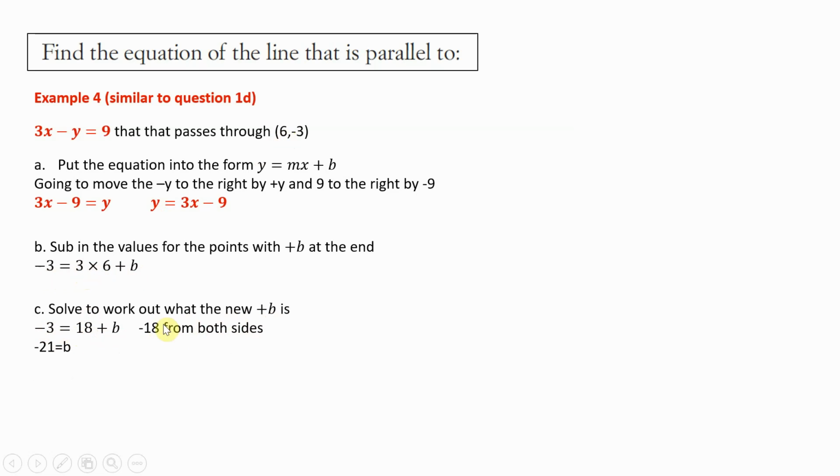Get rid of the 18 by subtracting 18. We get, well, minus 3 minus 18 is minus 21. Minus 21 equals b. And there's the answer. y equals 3x. Starts the same way. y equals 3x. So instead of minus 9, it's minus 21. This here is parallel to that there.